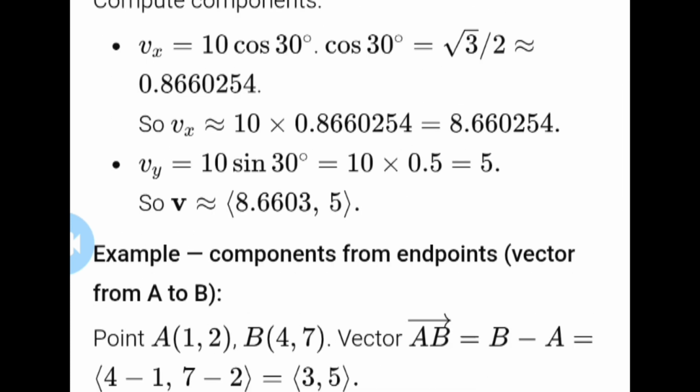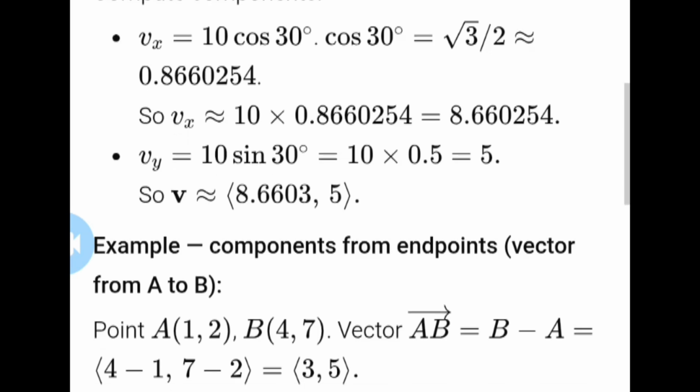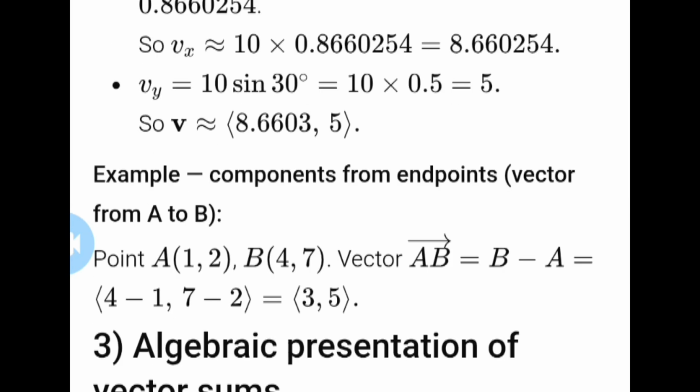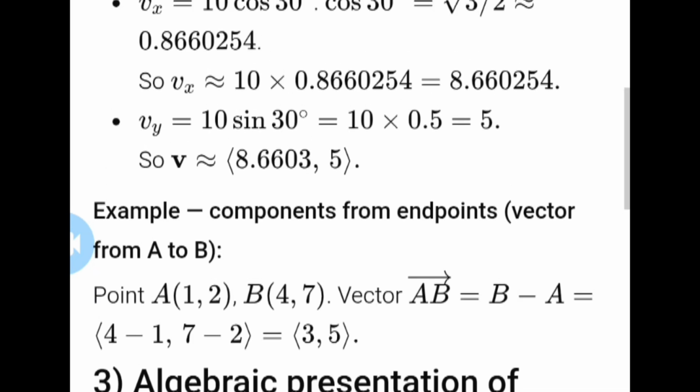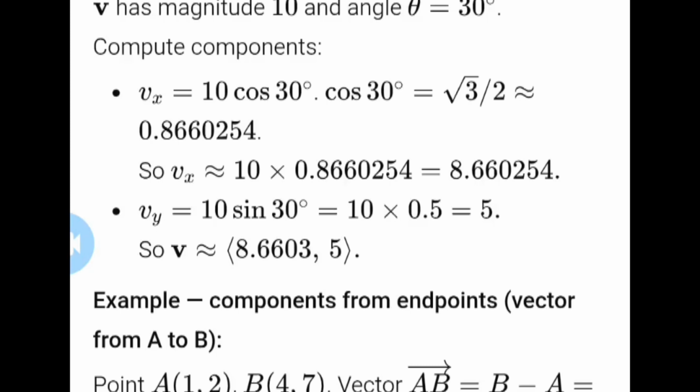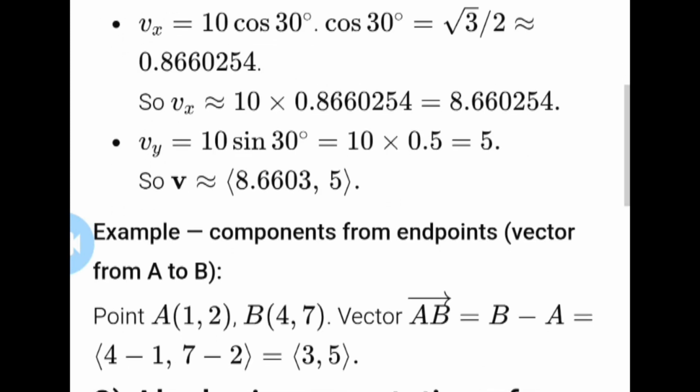Example, components from magnitude and angle: V has magnitude 10 and angle theta equals 30 degrees. Compute components. So now we have an example where we have a given magnitude and a given angle theta. Vx equals 10 cos 30 equals root 3 by 2, or approximately 0.86600254. What you have basically done is you have computed the values of V as 10 and theta as 30, and you have multiplied it with cos 30. Why have you multiplied it with cos 30?